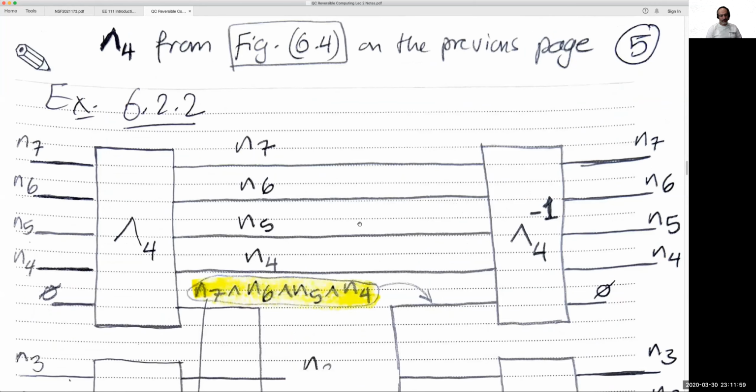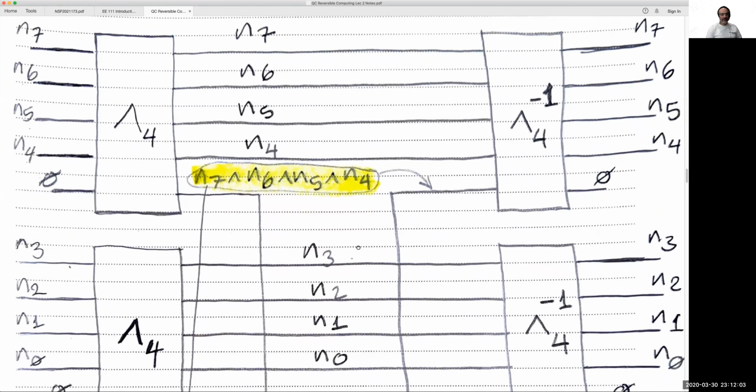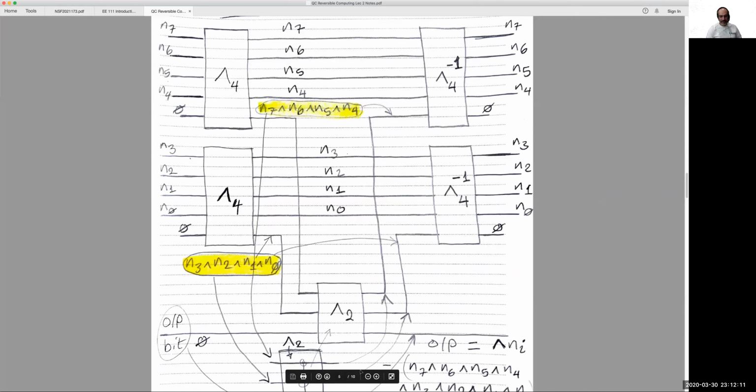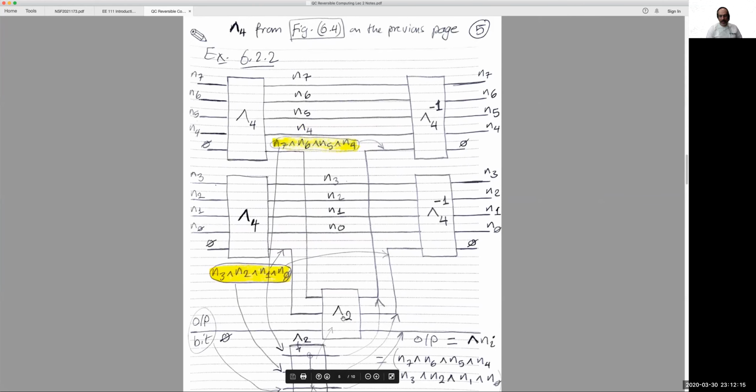It's example 6.2.2. Let me unzoom this a little bit so that you can see the entire page. So we want to implement here an 8-bit conjunction, an AND gate of 8 bits. So again, it's a cascading of things, but we still need to do the reversibility and the recovery of the intermediate results. And to do that, since we have implemented a 4-bit conjunction in the previous example, we're going to use it as a box.